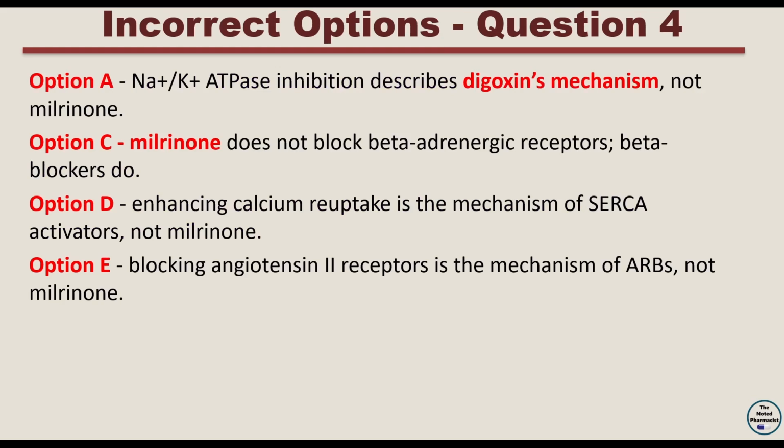Option A is incorrect because sodium and potassium ATPase pump inhibition describes digoxin's mechanism, not milrinone. Option C is incorrect because milrinone does not block beta-adrenergic receptors, beta blockers do. Option D is incorrect because enhancing calcium reuptake is the mechanism of SERCA activators, not milrinone. Option E is incorrect because blocking angiotensin II receptors is the mechanism of ARBs, not milrinone.